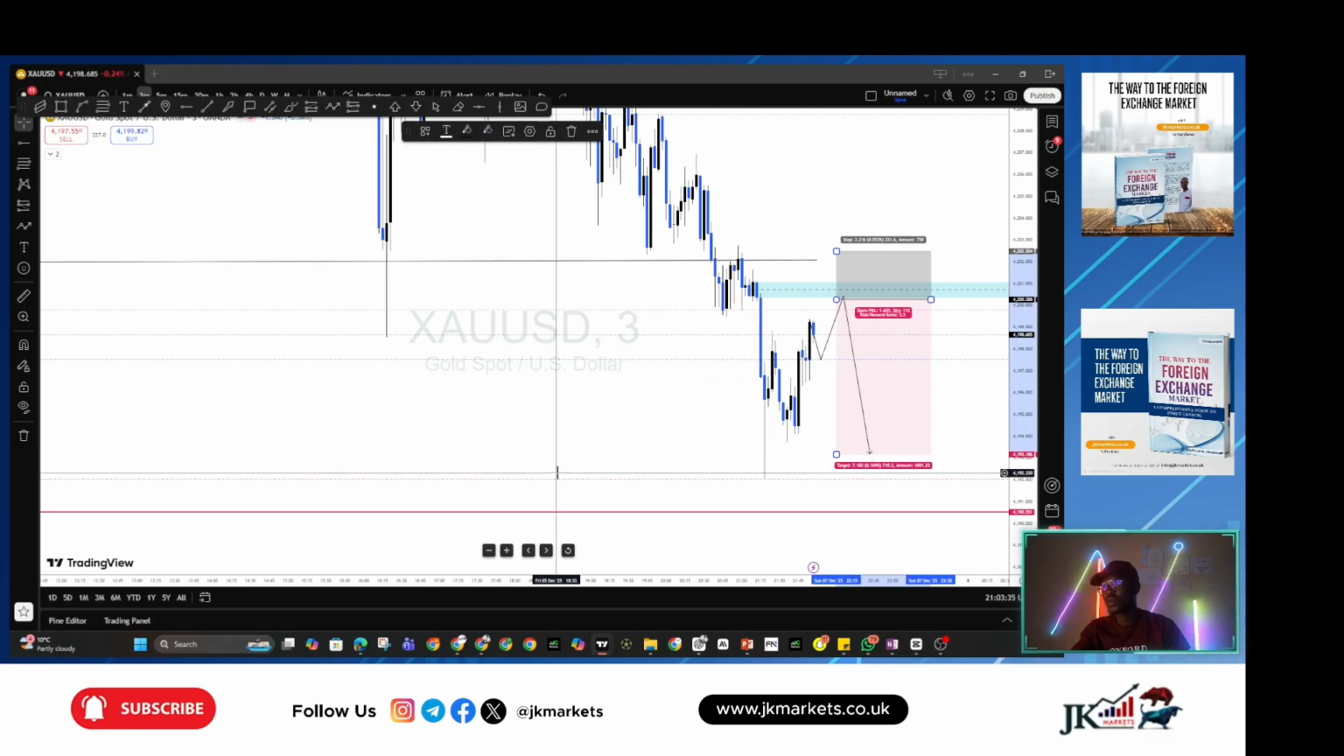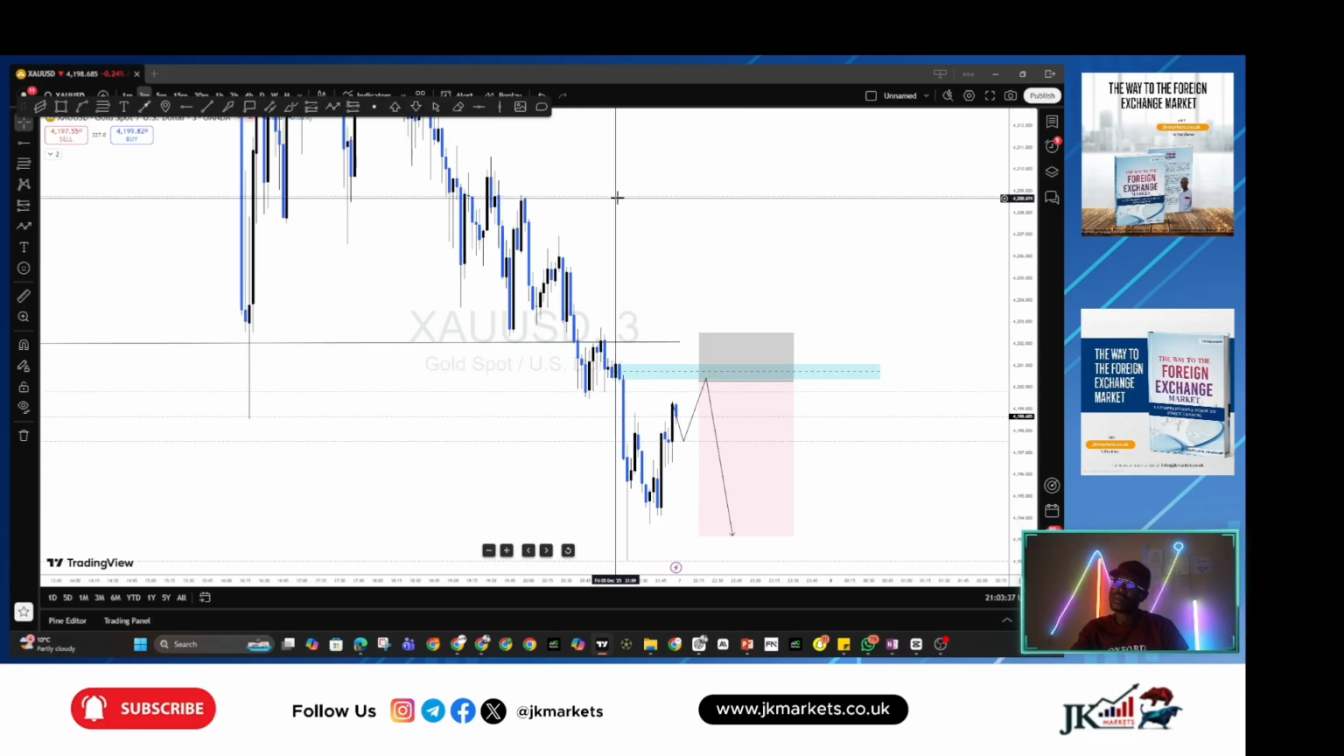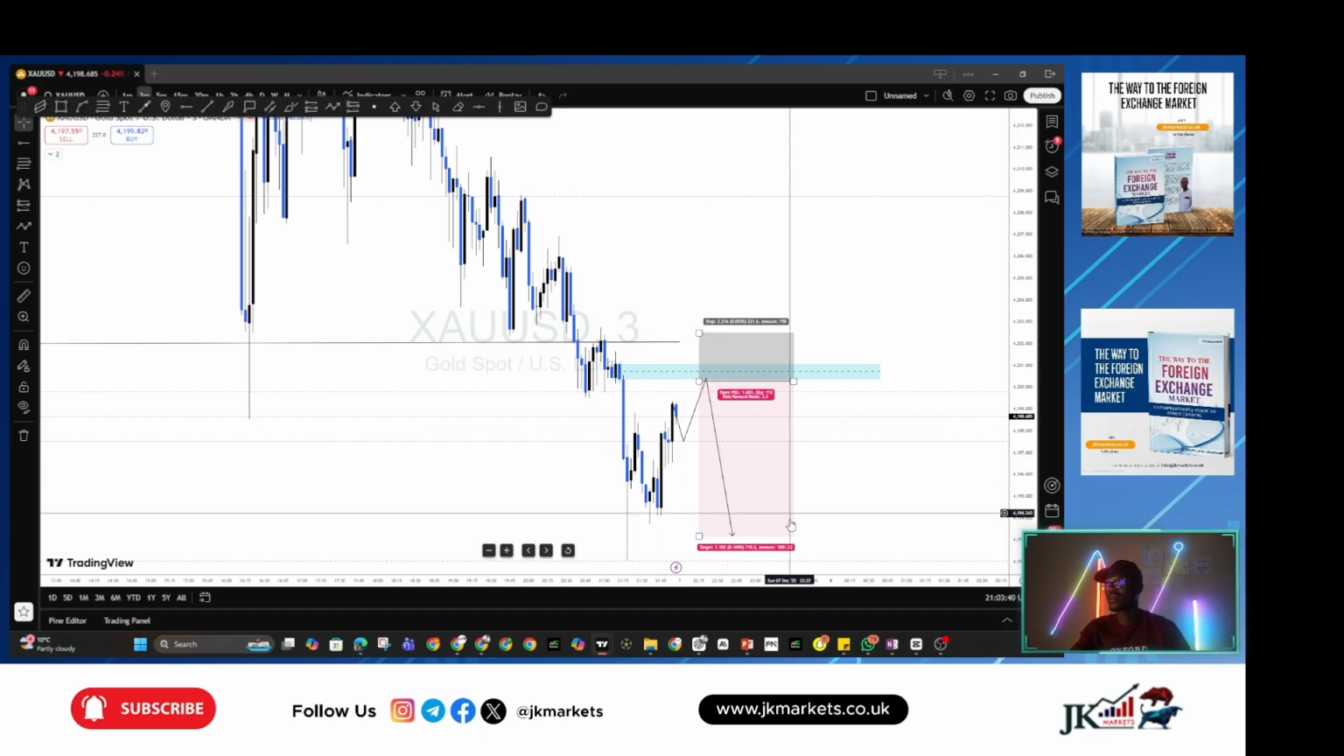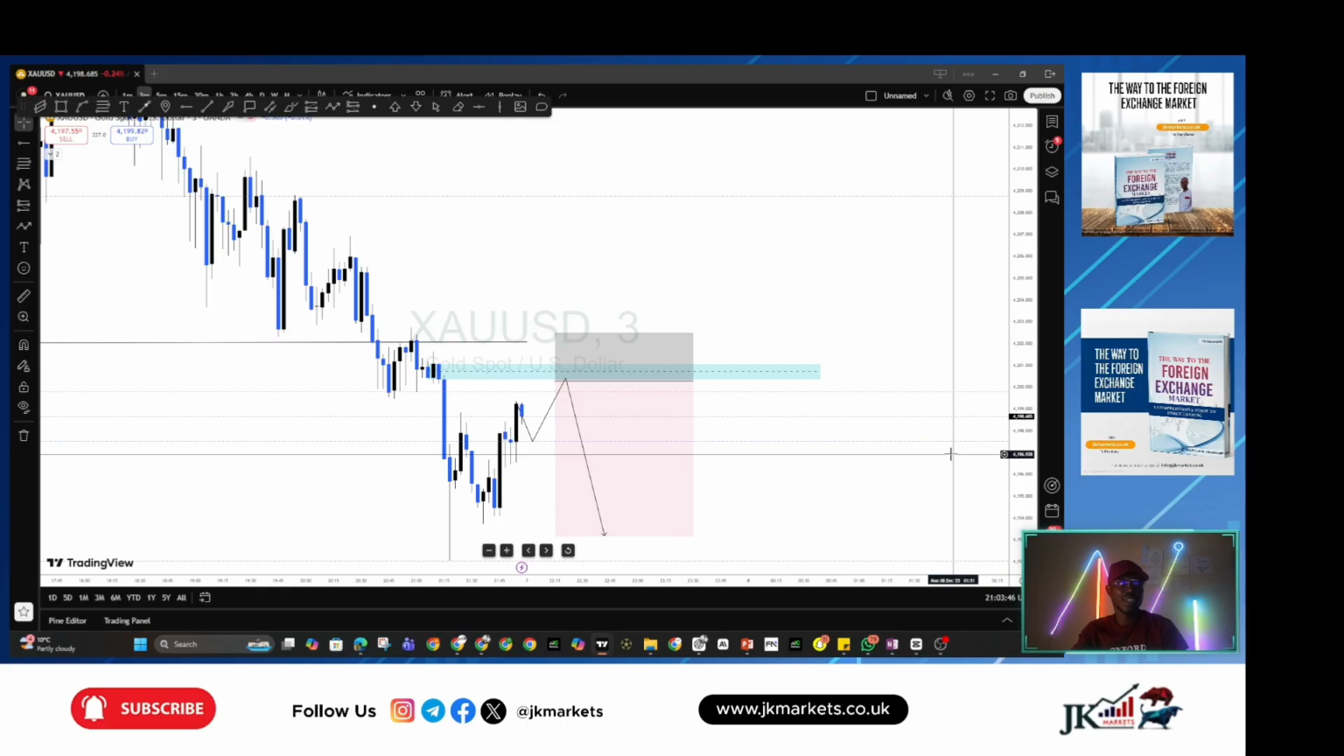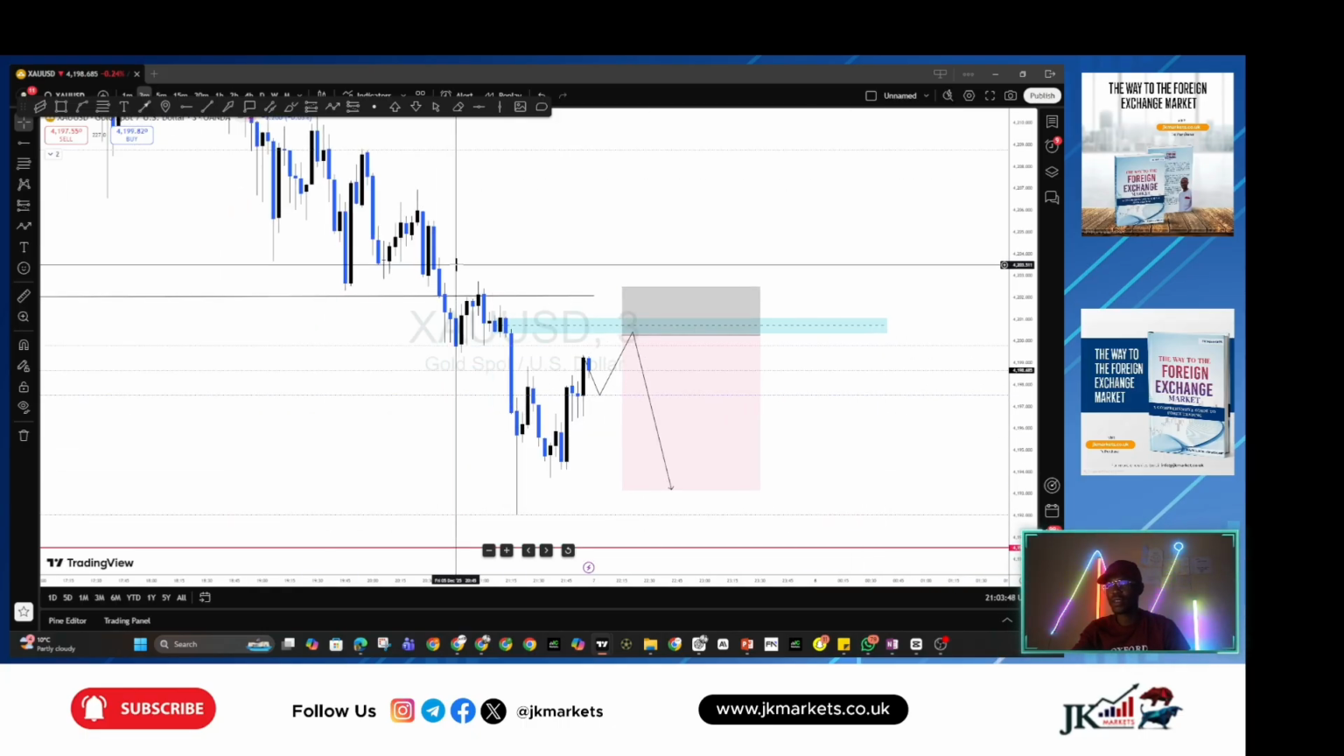Something like this, not too bad, because this thing is just coming down. So it will be wise for us to just follow the trend. So not too bad. This is my analysis on gold, but however, this is 3 minutes. If it hits the red line, I'll wait to see what will happen before proceeding.